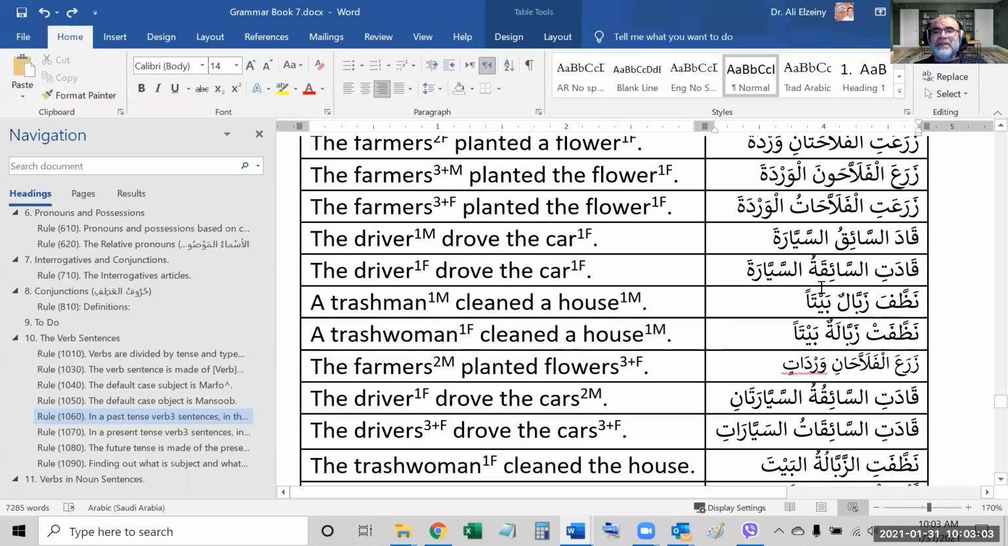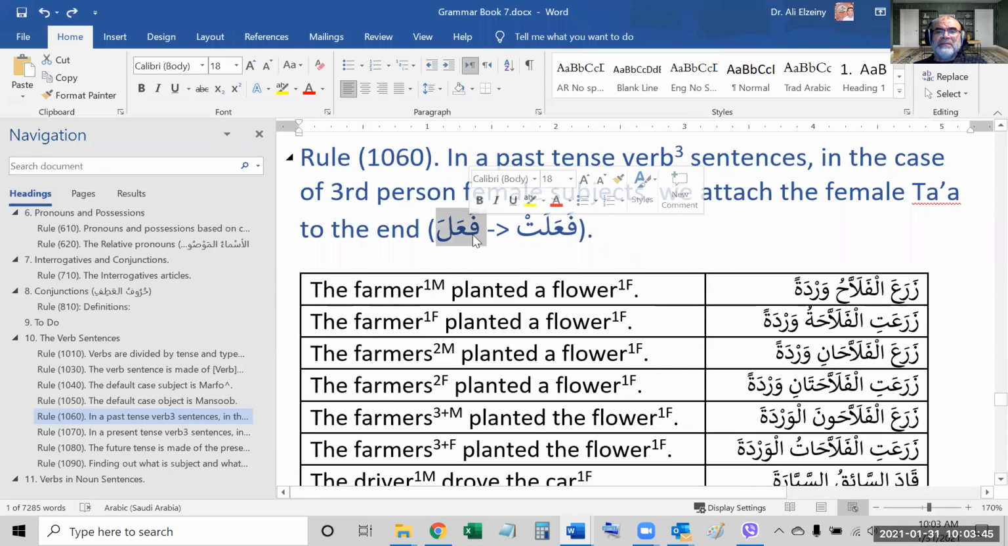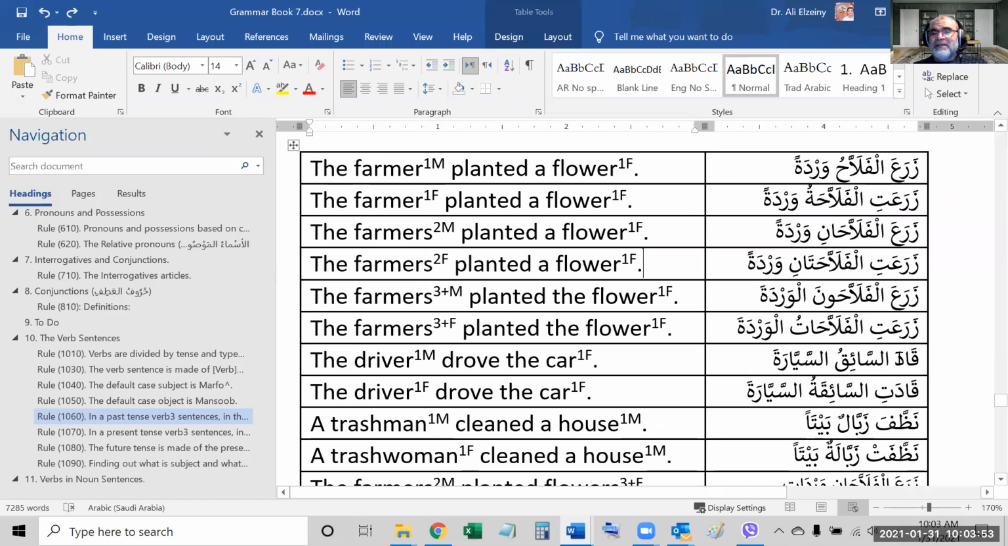Okay. Now, if I ask you to change this one M into one F, instead of singular male, make it singular female. Okay? The only thing that you need to do is just add the ta, the female ta. So basically, in short, if you want to get the female version, the male version is فعل, the female version is فعلت. زرع, زرعت. قاد, قادت. نظف, نظفت.